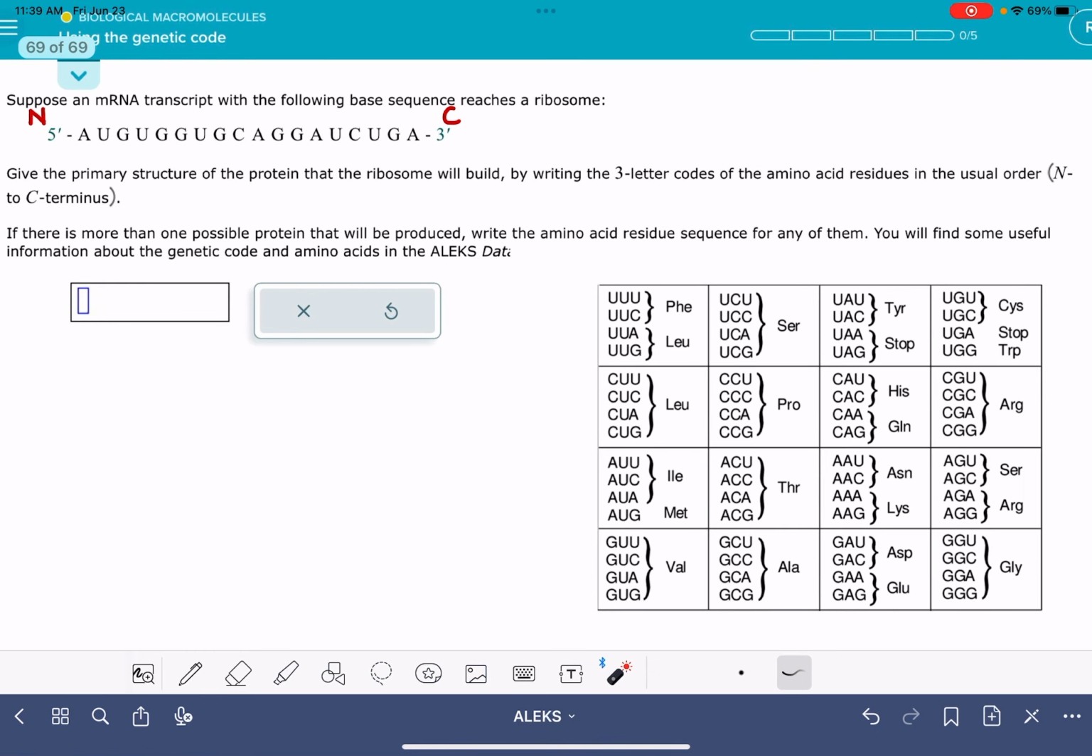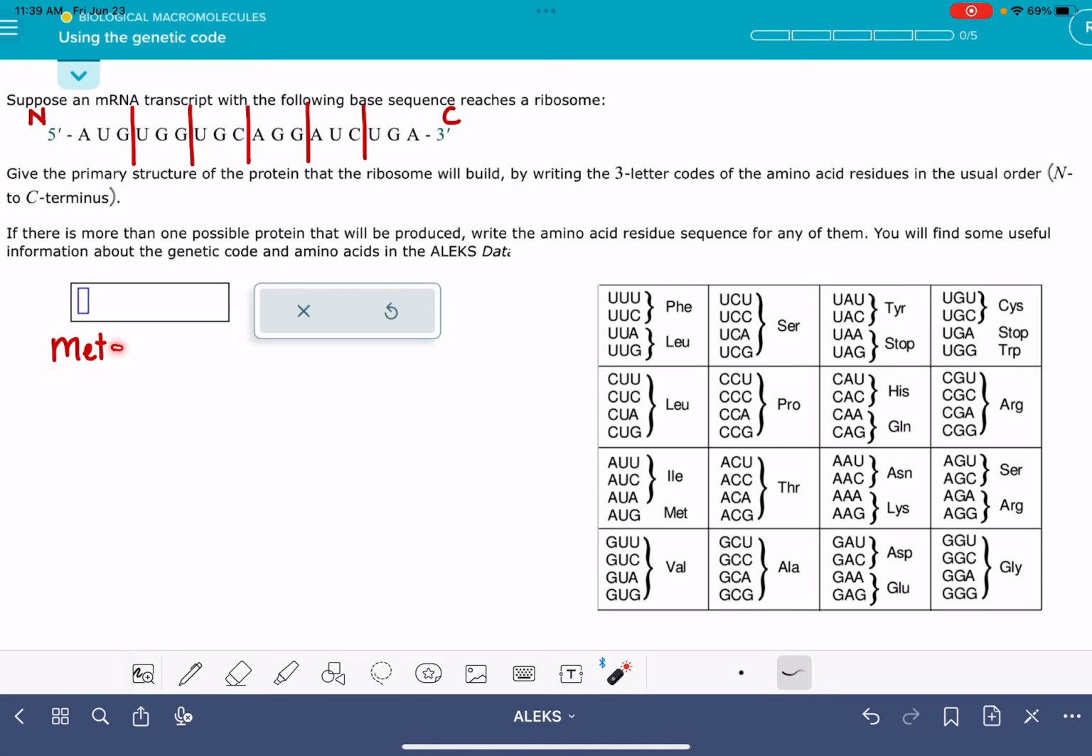And so what we're going to do, I think it's easiest if we separate these bases into sets of 3, because the sets of 3 correspond to the codons, and all that we have to do is look up the first set, AUG. We got to find that on our table of codons. It is MET. It tells us that it wants us to use the 3-letter codes for the amino acids, so that means we're going to start by writing MET. That's the first amino acid of the protein.